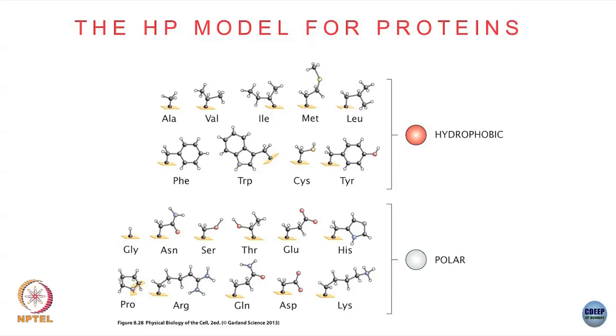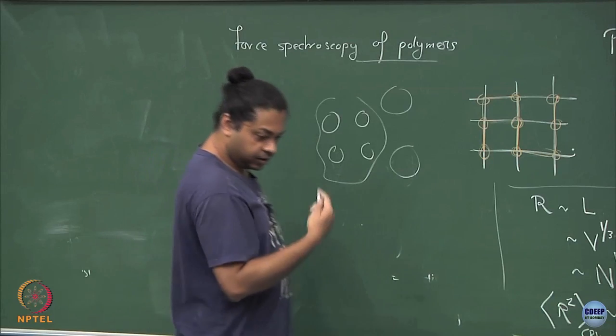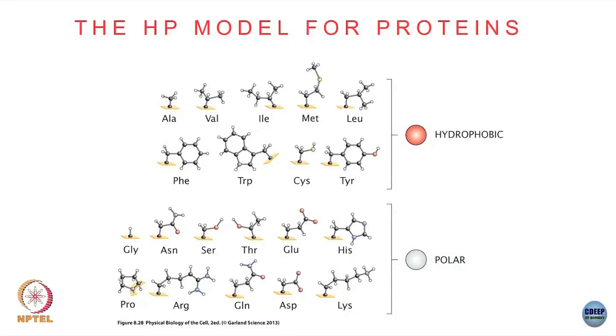So what they said is that, yes, I have 20 different amino acids, but let me not worry about that. Let me say that I know that hydrophobic forces are a very important driver of folding. We argued that when you have hydrophobic residues, they would want to cluster together and leave the hydrophilic residues on the outside. So let me use that in order to reduce the complexity of this sequence space from 20 to 2. I'll group these 20 different amino acids into 2 classes. Either they're hydrophobic or they're polar. The hydrophobic ones do not like to interact with water. The polar ones like to interact with water.